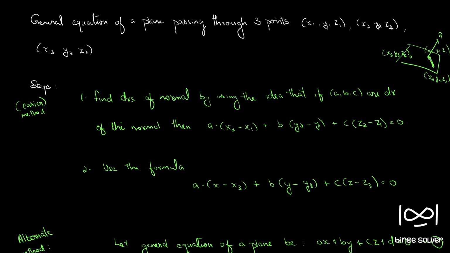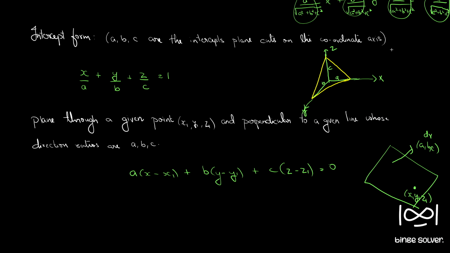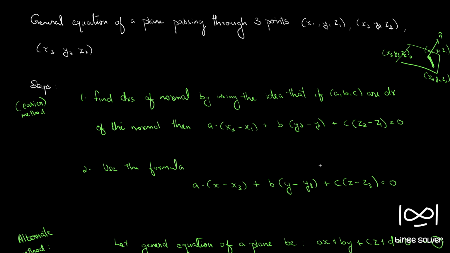Once we find the direction ratios of the normal as A, B, C, we can use the equation A into x minus x1 plus B into y minus y1 plus C into z minus z1 is equal to 0. That equation leads to the formula with x3, y3 and z3, the point left: A into x minus x3 plus B into y minus y3 plus C into z minus z3 is equal to 0 will be the required equation.